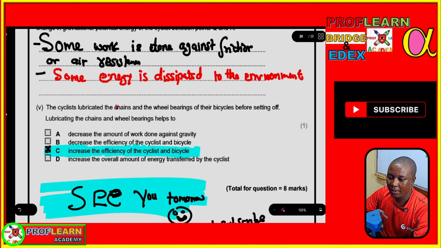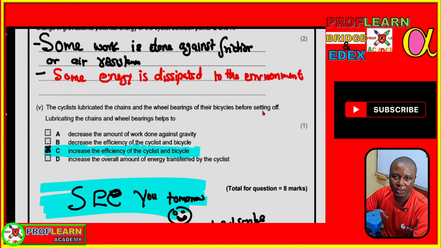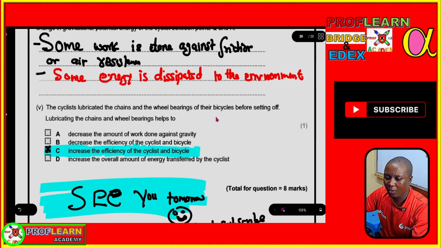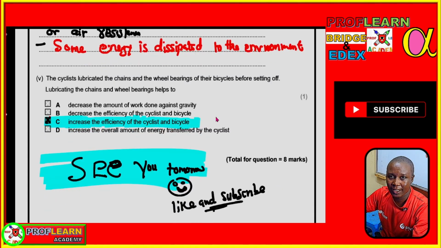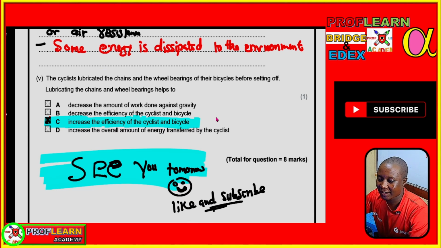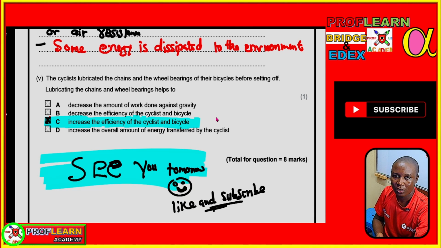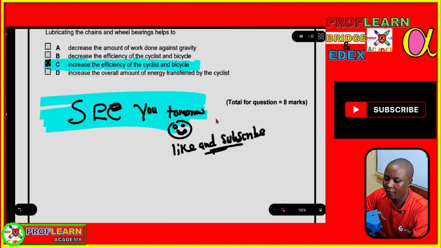The cyclists lubricate the chains and the wheel bearings of the bicycle before setting off. This is meant to increase the efficiency, because if there is a lot of friction... remember, lubrication is meant to overcome friction, to reduce friction. So this is to increase the efficiency of the cyclist and the bicycle, so that as the cyclist cycles, all the energy is transferred to move the bicycle, not to overcome friction. So our application is for efficiency.